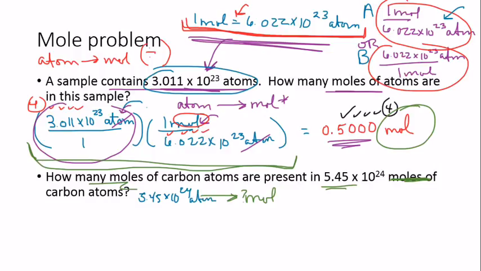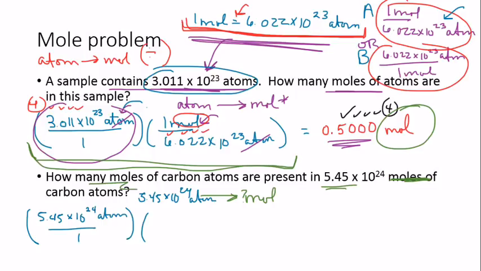So we're going to go from atoms to moles again. And what would we do? We divide. But to show you, to kind of set it up, this is the way I would have my chemistry students set it up. My first number would be 5.45 times 10 to the 24th atoms. I usually put it over 1.